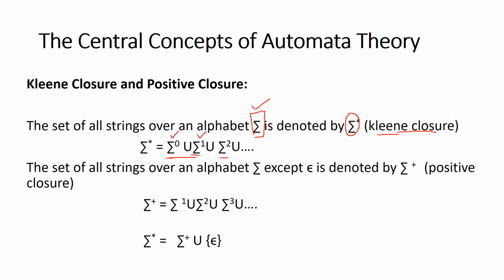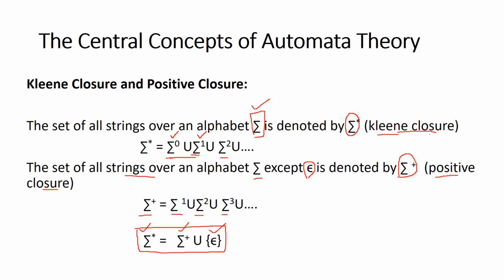Here we have one more definition, which is called positive closure. Positive closure is denoted by sigma plus. Sigma plus is the set of all strings over the alphabet sigma except epsilon, which is equal to sigma power 0. Therefore, positive closure sigma plus is going to be the union of sigma power 1, sigma power 2, sigma power 3, and so on. Kleene closure and positive closure are related to one another in the following way: sigma star, which is Kleene closure, is equal to sigma plus, which is positive closure, union epsilon. So this is the way in which Kleene closure and positive closure are defined.